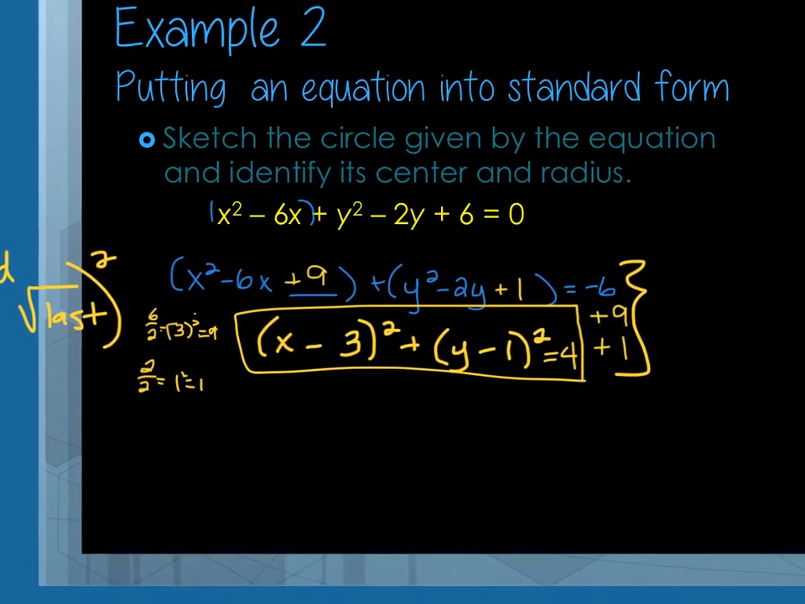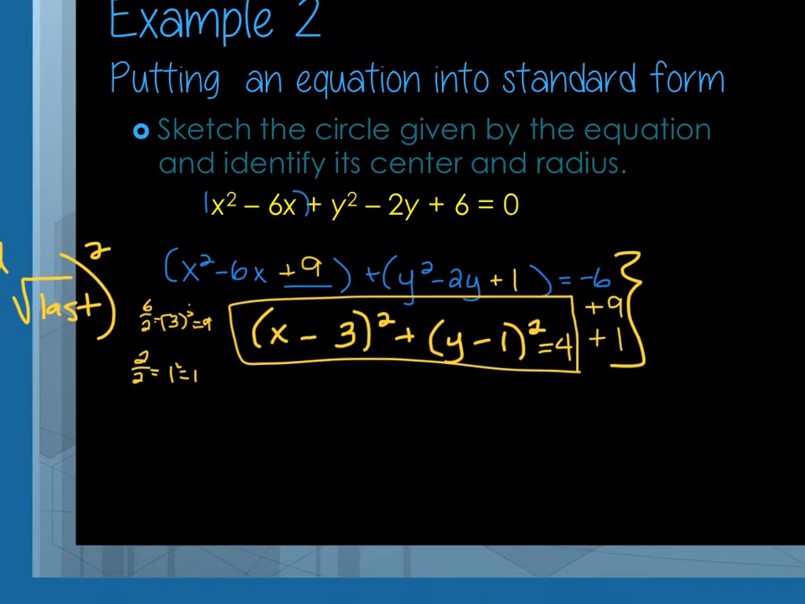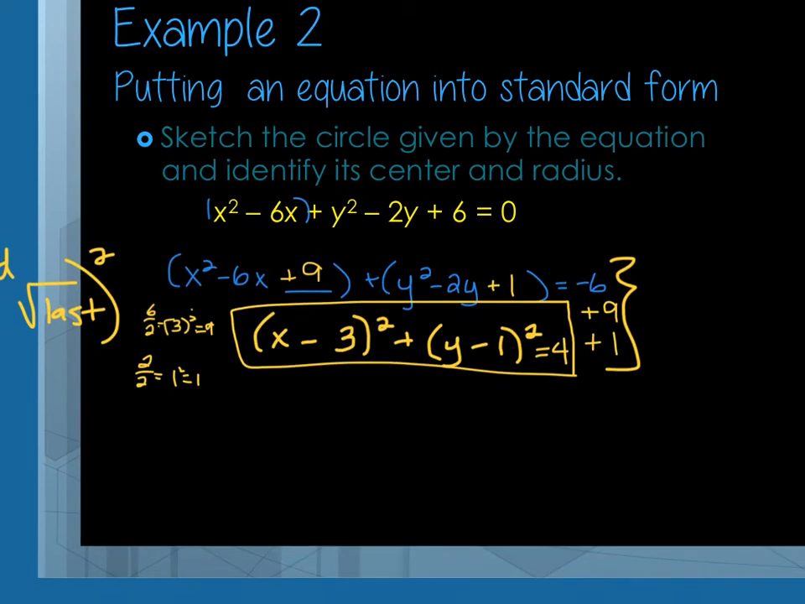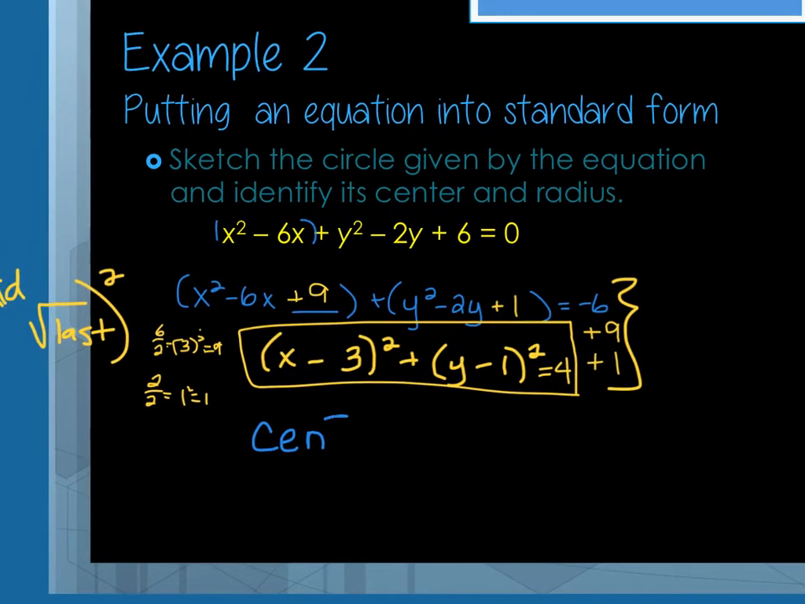All right, so now I've got it in standard form. From there, I need to identify my center and my radius. So what's the center? 3, 1. Good. Change the signs on what follows the x. Change the sign on what follows y. And what's the radius? Good. Square root it so it's 2.